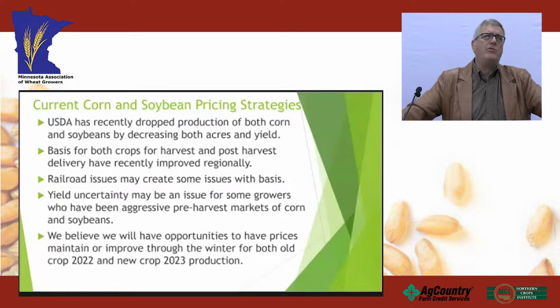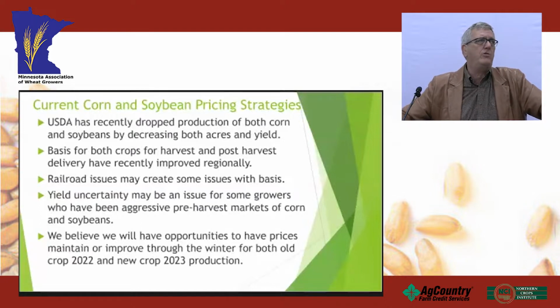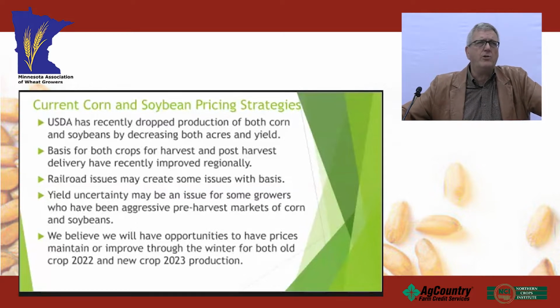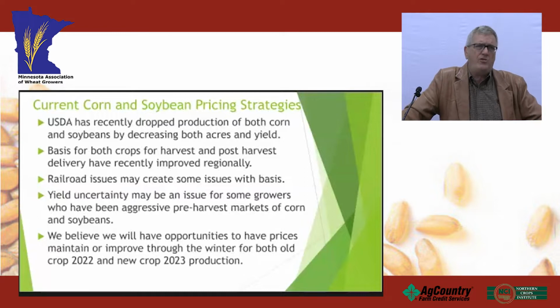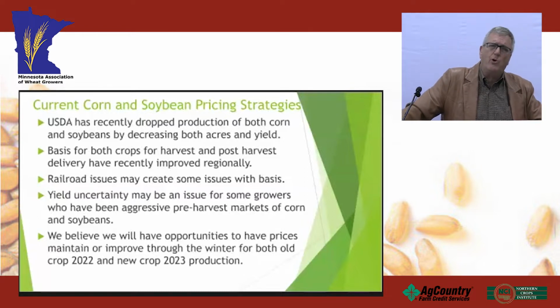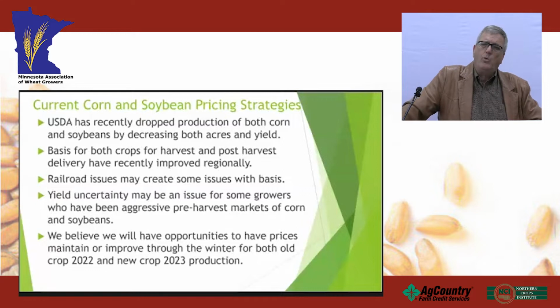If you have an opportunity to lock basis, I would do that at least on some of your production because of the potential threat of basis increase with that railroad strike or the potential of a railroad strike. Yield uncertainty may be an issue for some growers. We're certainly seeing lower corn silage yields in my part of the world. Generally, we're in that 20 to 25 ton range. This year, we're seeing yields as low as 10 ton per acre and very few yields over that 20 ton per acre range. So we believe we have some nice opportunities currently for both old crop and new crop pricing in corn and soybeans. Stay tuned to see how things play out.